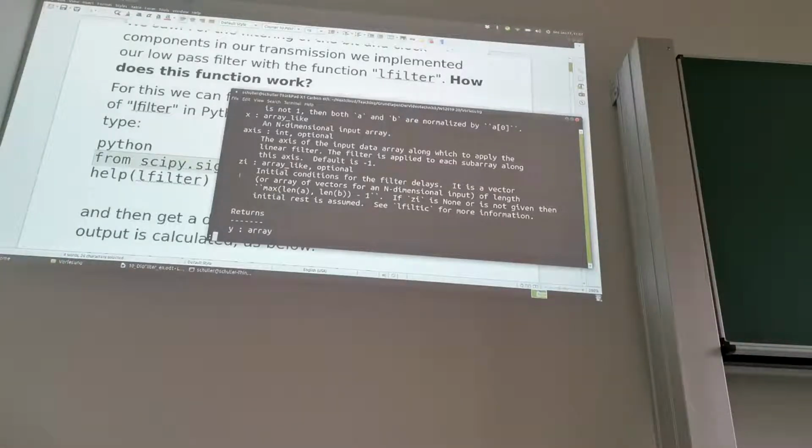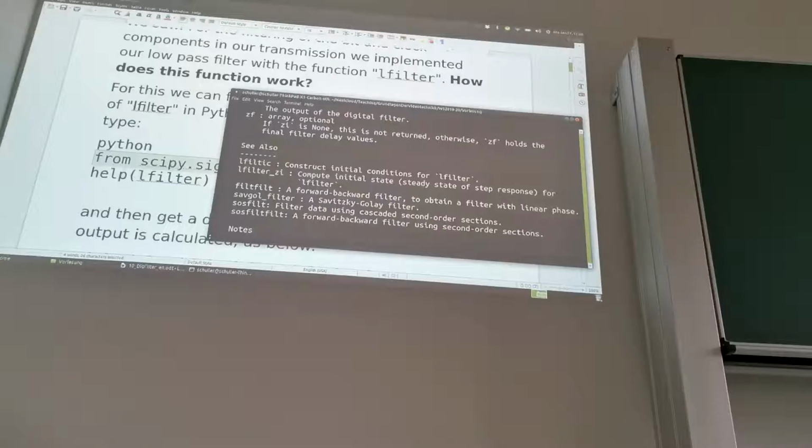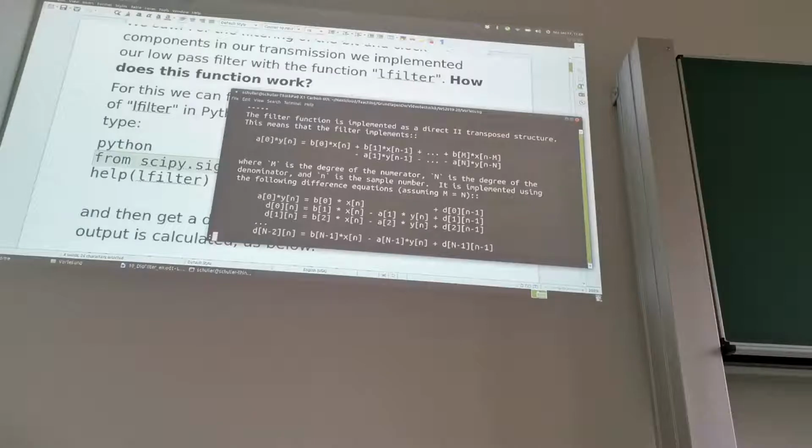Then it returns an array y, which contains the filtered samples, the low-pass filtered signal, for instance. And zf is the new internal memory states after filtering. This is useful, for instance, when we want to do filtering in blocks, to make sure that the memory state from the old block is also the beginning memory state for the next block. And then here are some references to related functions. And here is the description of the function itself.